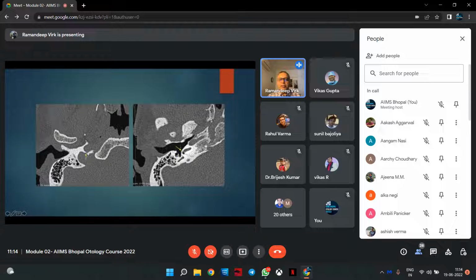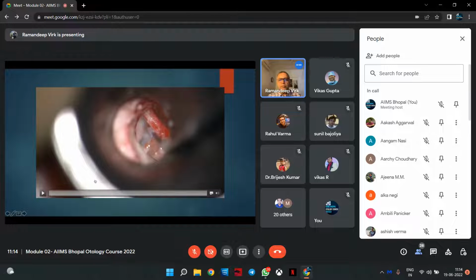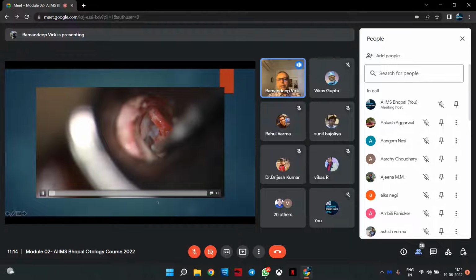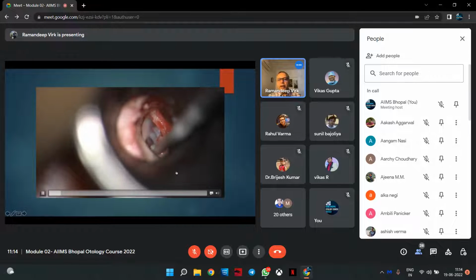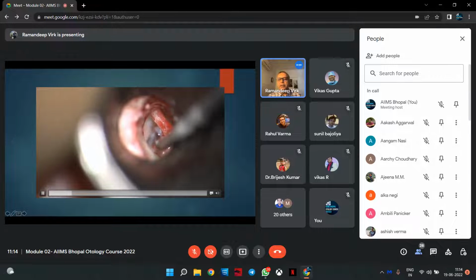So this is the persistent stapedial artery. You can see its exit into the middle ear. And right here, a direct branch from the carotid where you can see it coming out. And this was the case. So you can see a low-lying dehiscent facial nerve. And this white is the persistent stapedial artery running in the anterior part.